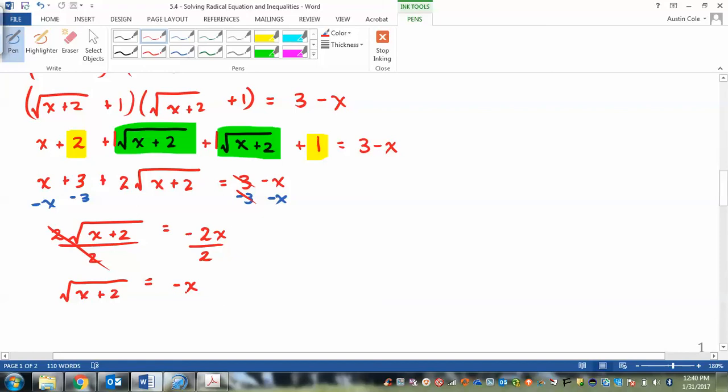Now, how do I get rid of the square root? Squared. We're going to square both sides. So here I'm going to get x plus 2 equals x squared. Because anything negative squared becomes positive.